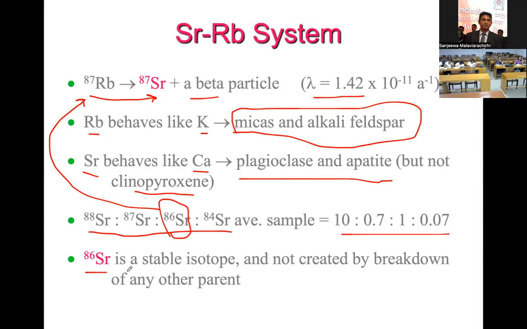So 86 is a stable isotope. That's why we take it, and it's not created by any breakdown of other parent atoms. Strontium-86 is independent, so it doesn't change with time. That is a good parameter for the denominator.